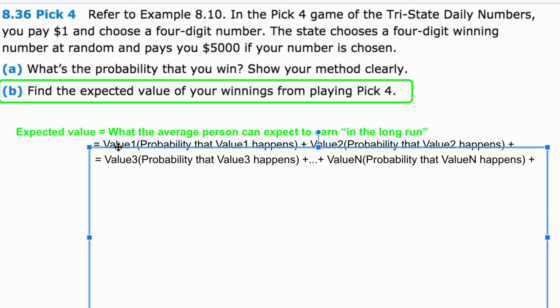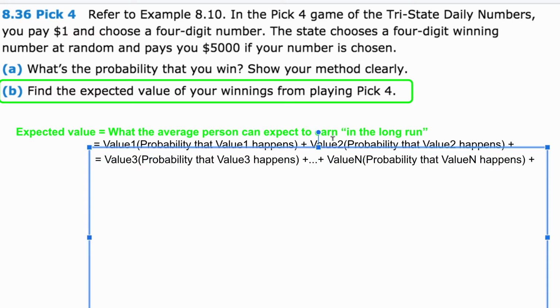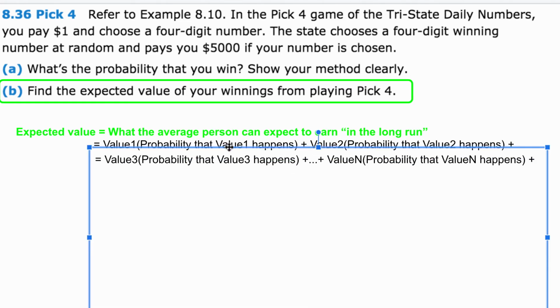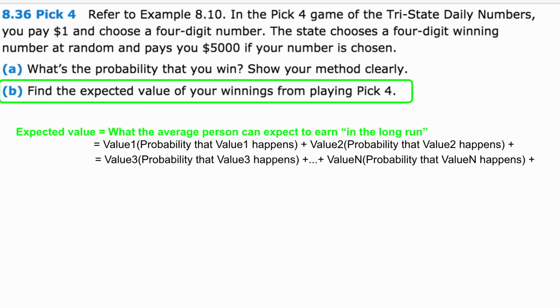How do we find that? It's basically you find all the possible values you can get. Sometimes there's many different possible values, sometimes only a few, times the probability that that value happens. And you sum them all up, and that will give you your expected value. So in this case, there's only 2 possibilities. You can either win $5,000 or you can not win anything.